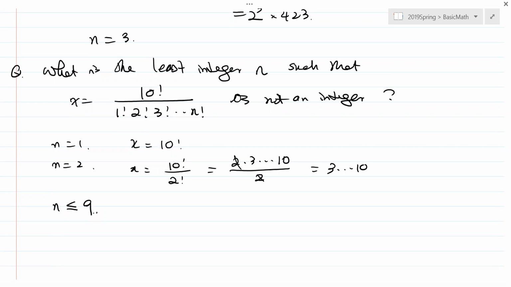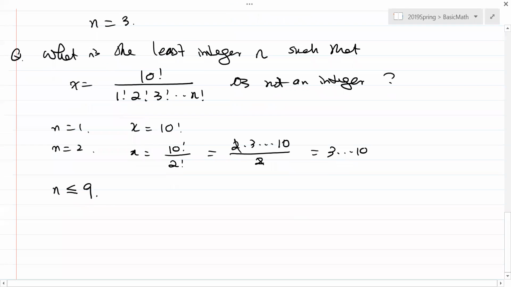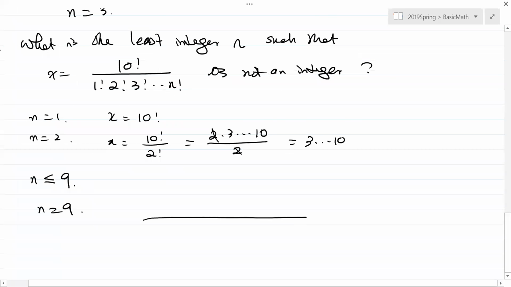So the question is, if it's 9 factorial, whether you can get an integer. But if it's 9 factorial, you can quickly see it cannot be an integer, okay? N equals 9, it's impossible. There's a quick way to do that.